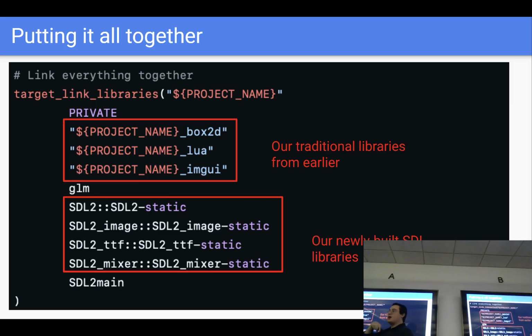The way that I had mine set up is I created, in the same way that we did Lua earlier, the library. I personally named them project name underscore and then the library that we were linking. This is, again, personal preference. You can name them whatever you like. But yeah, you just kind of put them in here.